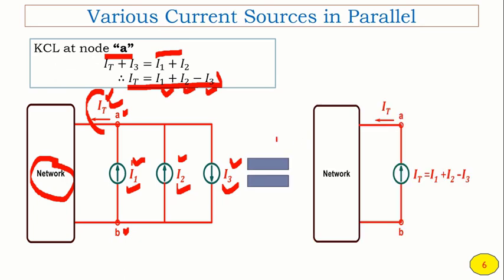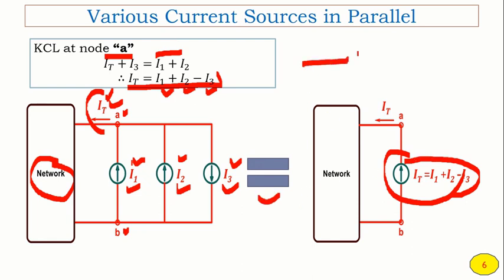These all sources can be replaced by a single equivalent current source like this. These two figures are equivalent. A circuit cannot contain two different current sources in series unless I1 equals I2. Otherwise, KCL will be violated.